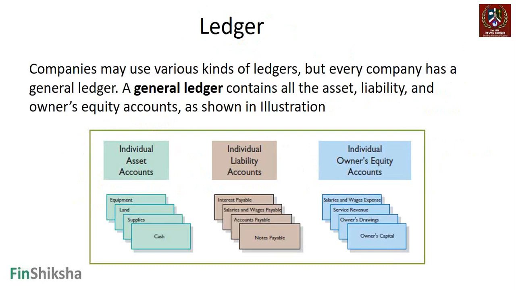Companies may use various kinds of ledgers, but almost every company will have a general ledger. A general ledger consists of all the asset, liability, and owner equity accounts, right? So individual asset accounts, individual liability accounts, owner equity accounts like equipment, land, supplies, cash, interest payable, salaries payable, accounts payable, notes payable, expenses, revenues, owner's drawing, owner's capital. So everything gets combined in this ledger. All these individual account headers are captured in the ledger of a firm.